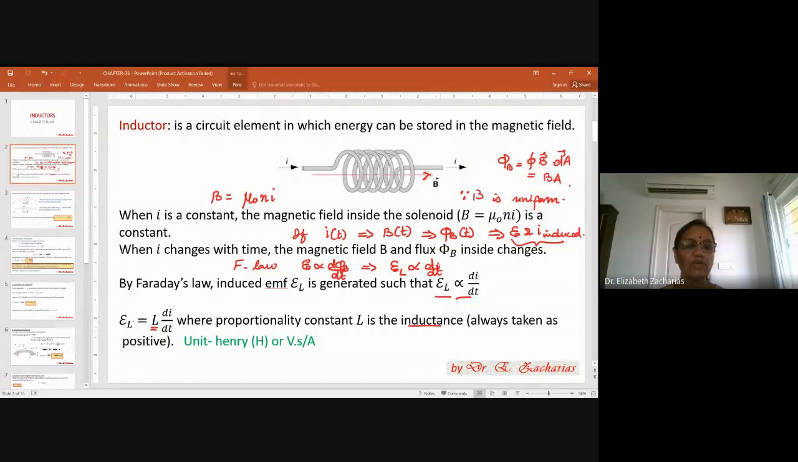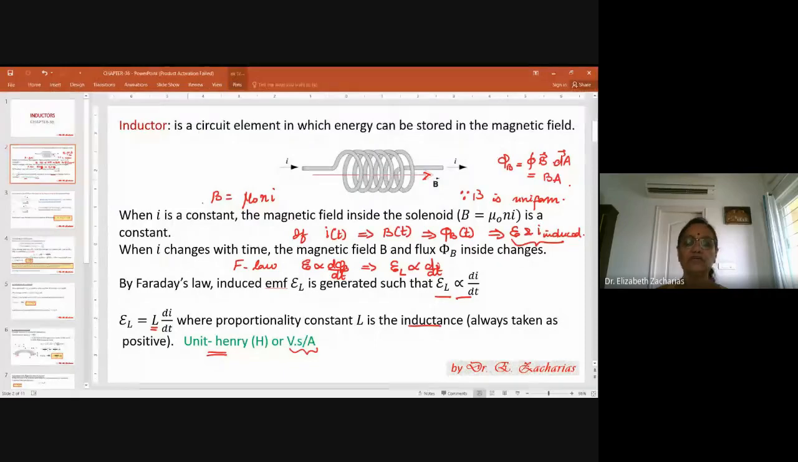Straight away from here, you can get the unit. EMF is voltage, time is second, divided by current in ampere. So voltage second per ampere is one unit, which is called the Henry. Please remember, L is always a positive quantity. There is no negative value of inductance, just as there is no negative value of capacitance.